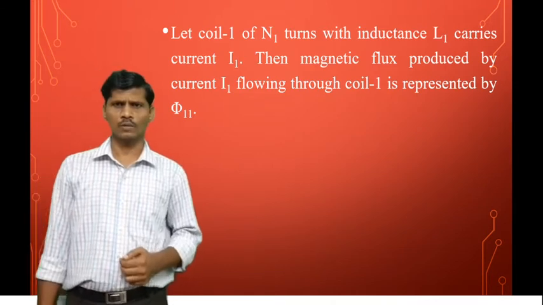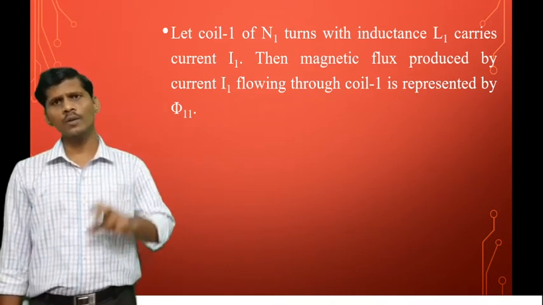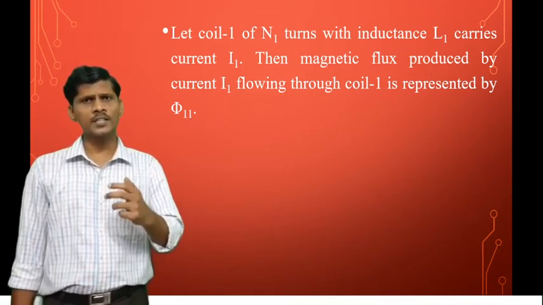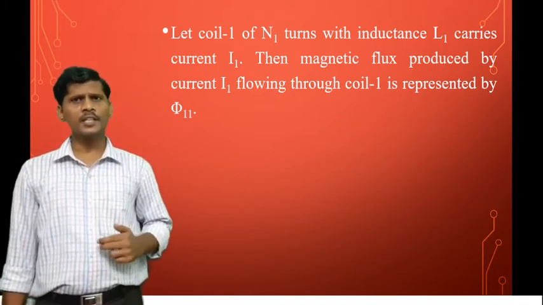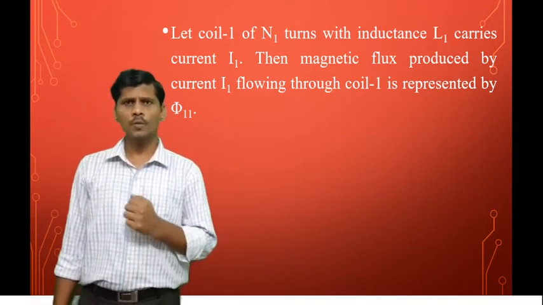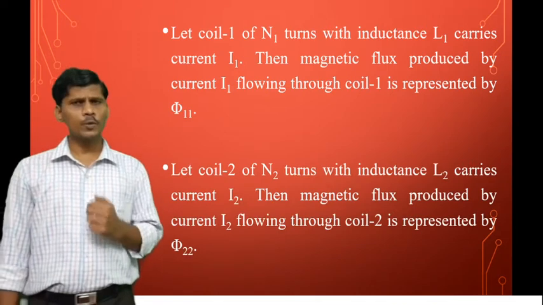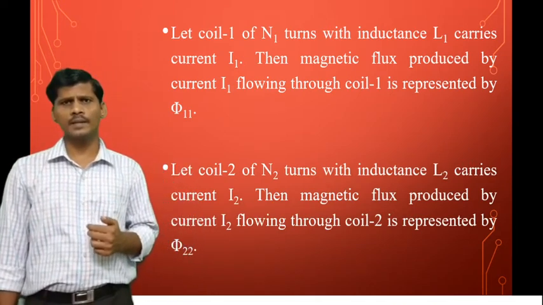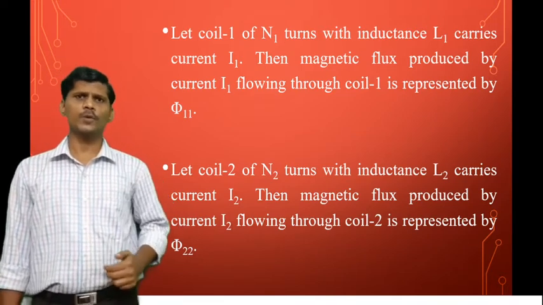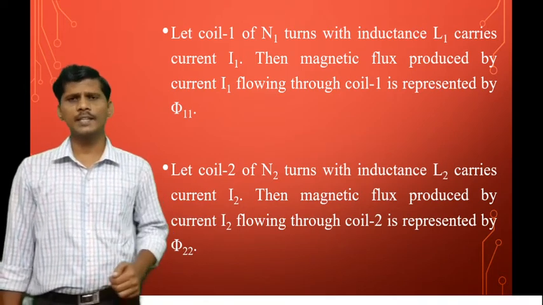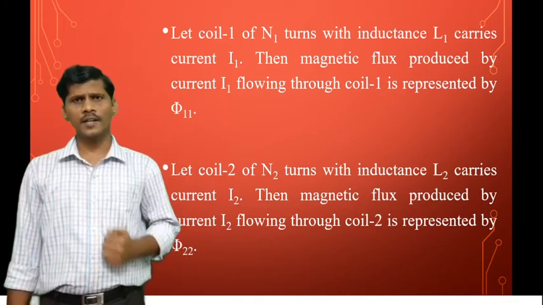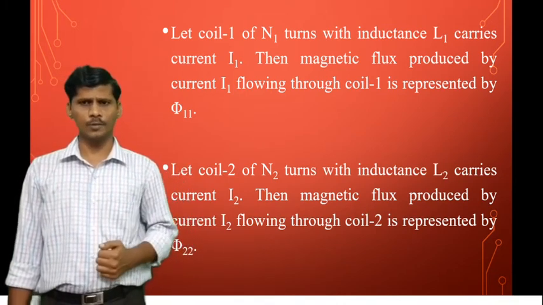In the first circuit, coil 1 has N1 number of turns with inductance L1 henries and it carries the current I1 amperes. Then the magnetic flux produced by current I1 flowing through coil 1 is given by Φ11. Similarly, Φ22 is the magnetic flux produced by current I2 flowing through the second coil. The second coil has N2 number of turns, carries the current I2 amperes, and has inductance L2.